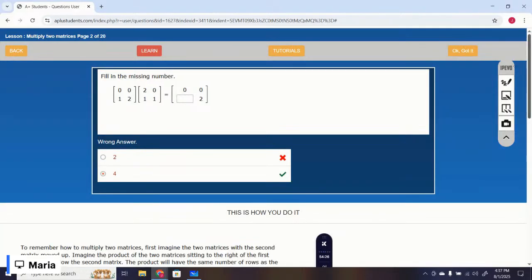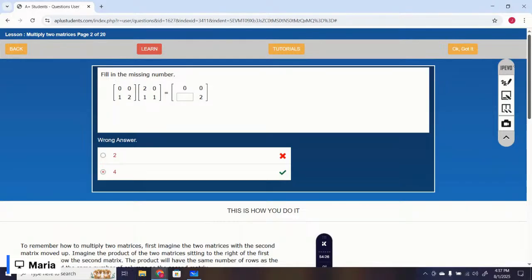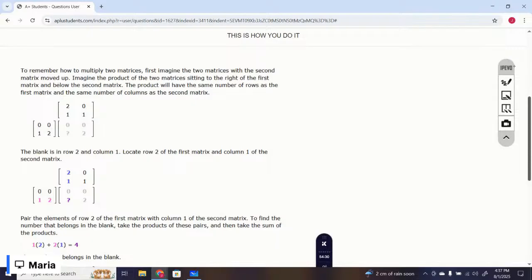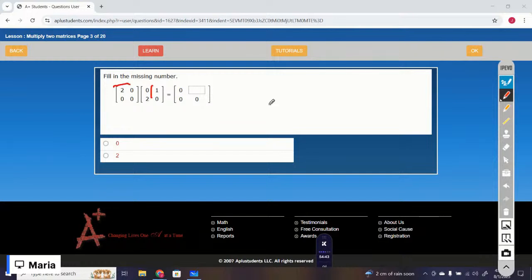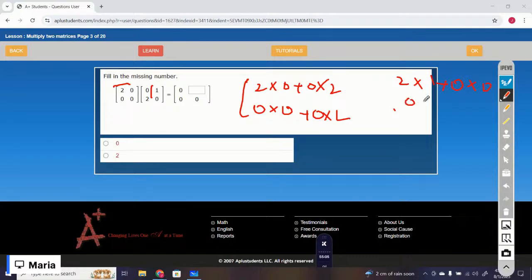4. Yes, 4 it is. Okay, the next one is fill in the missing number. Okay, first row, first column, that is 2 times 0 plus 0 times 2. 2 times 1 plus 0 times 0. 0 times 0 plus 0 times 2. 0 times 1 plus 0 times 0.